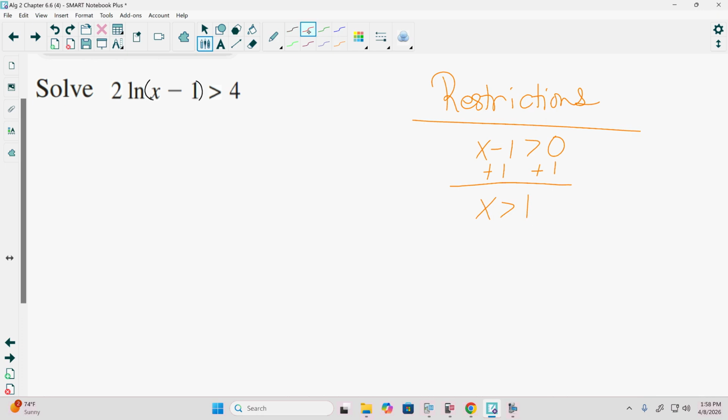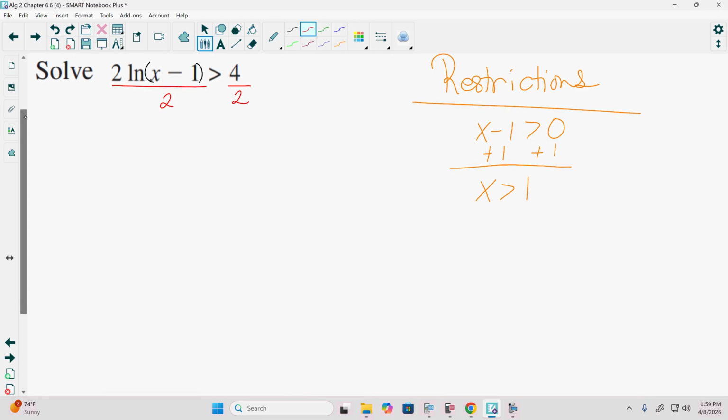Okay? So we mainly just did that to figure out what x cannot be. Now we just need to solve. Now we notice that there is a 2 in front of our natural log. First thing I would do is get rid of it. Telling us that we have the natural log of x minus 1 is greater than 2.